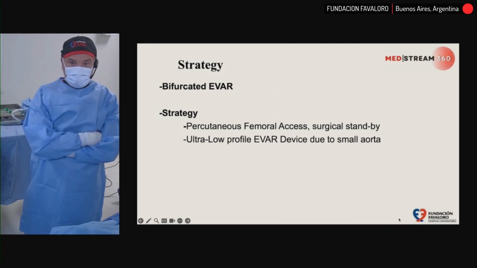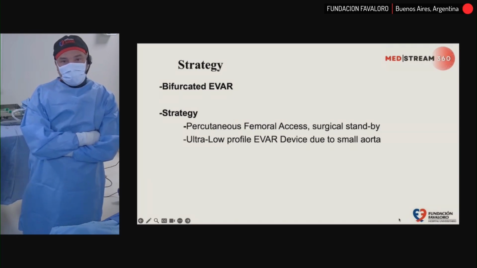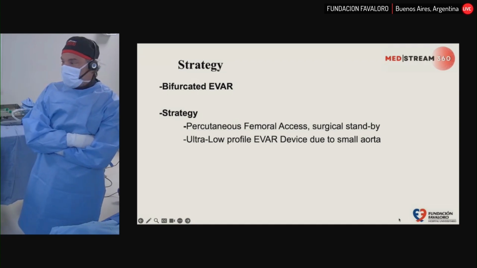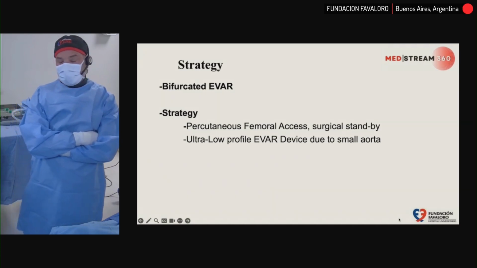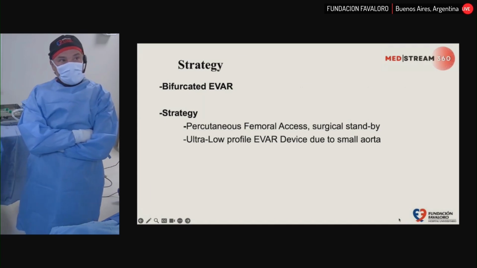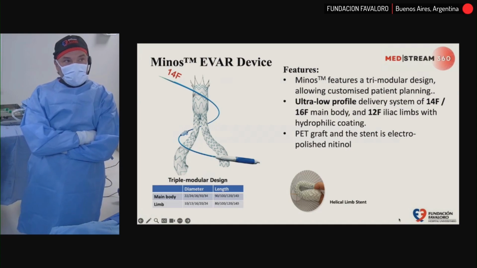We have a bilateral percutaneous access with a surgical standby as always to use an ultra low profile device, especially because the distal aorta near the bifurcation is only 16 millimeters. So probably it's not big enough to accept bilateral iliac devices without compression from the regular devices that we are using. So that's why we have decided to use this ultra low profile device.